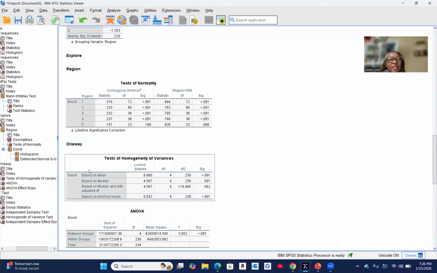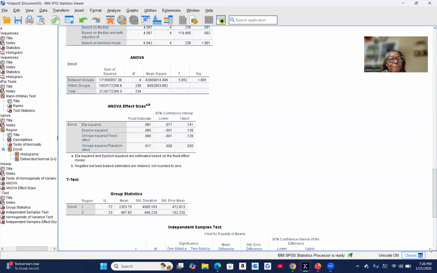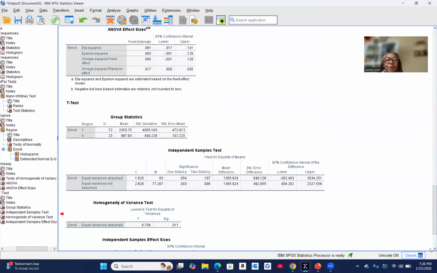So now, to get to the data for my analysis, I performed an independent samples t-test. And let's not forget the test of homogeneity of variances based on the mean. That is 0.001. Again, that variance is not met.